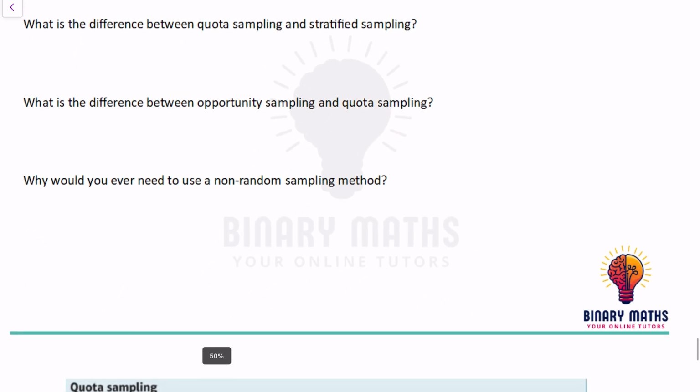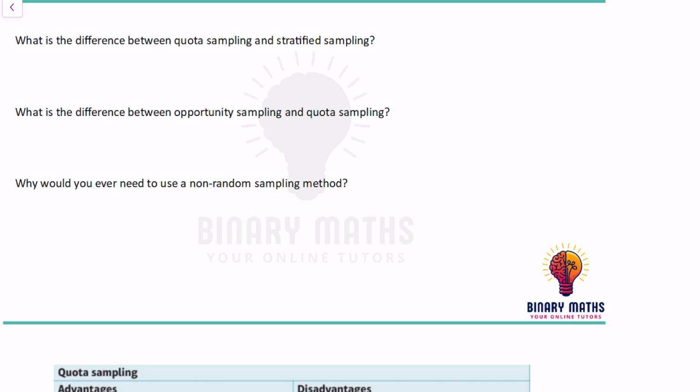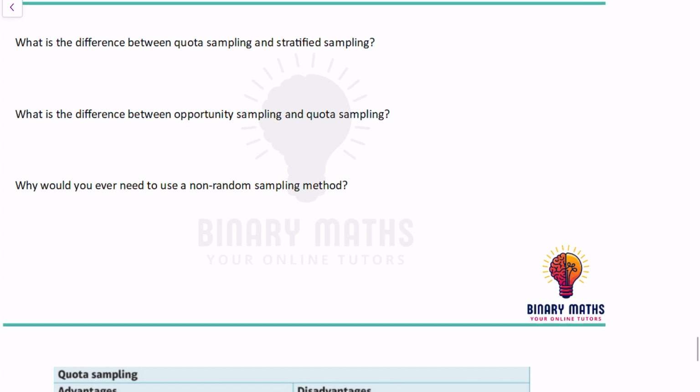Okay, next, what is the difference between quota sampling and stratified sampling? So in quota sampling, the ratio is decided by the interviewer, the researcher.